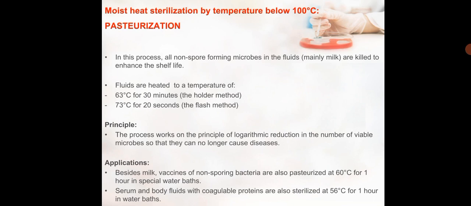Besides milk, vaccines of non-sporing bacteria are also pasteurized at 60 degrees Celsius for 1 hour in special water baths. Similarly, serum and body fluids with coagulable proteins are also sterilized at 56 degrees Celsius for 1 hour in a water bath.